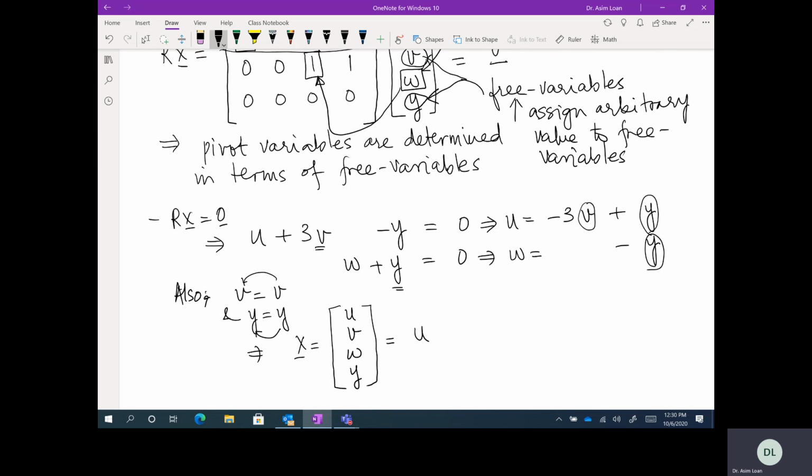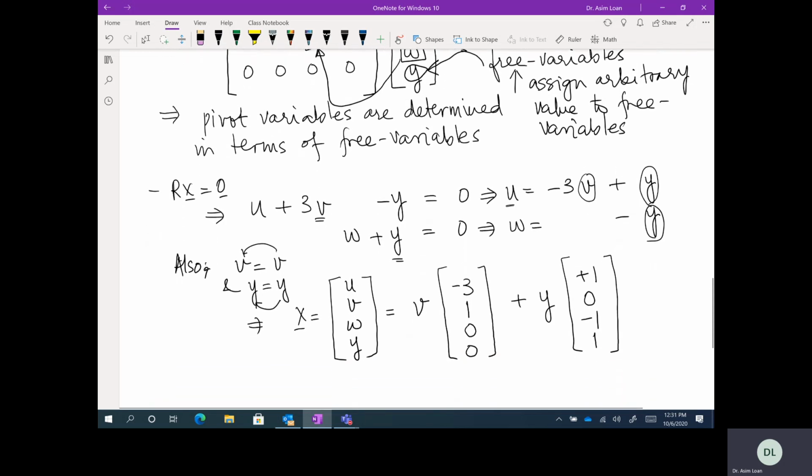So we have a free variable here, and I have a free variable here. So u is equal to minus 3v, I'm sorry, this is v. u is equal to minus 3v plus y. v is equal to v. w is equal to minus y, and y is equal to y. Right?